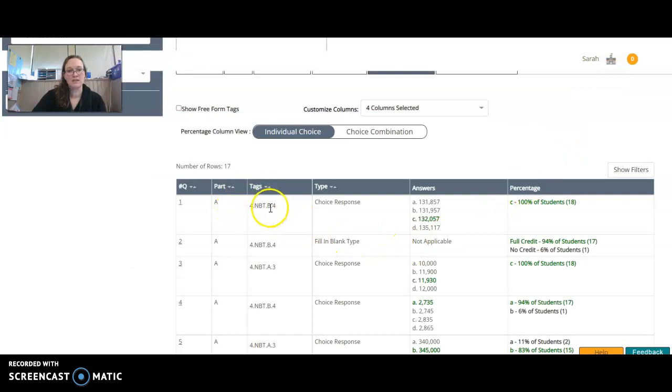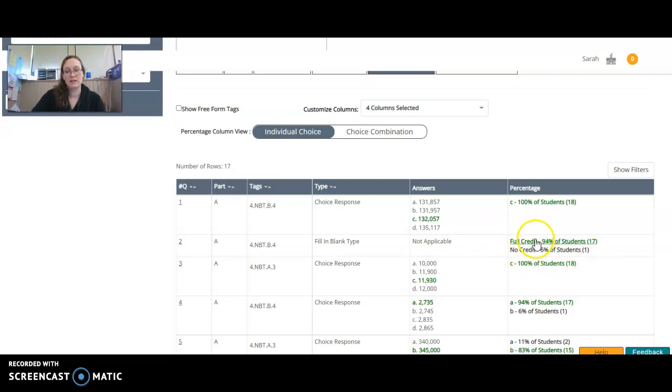Moving across, it gives us the standard, the type of question it was. This was a multiple choice question. These were the 4 choices that the students had. In green is the correct answer and our percentage. So for question 1, 100% of the students chose C, and all the students got it correct. For question 2, when we look at that, we have 17 students got the question correct for full credit. And for no credit, it gives the percent and the number of students that did not receive credit.